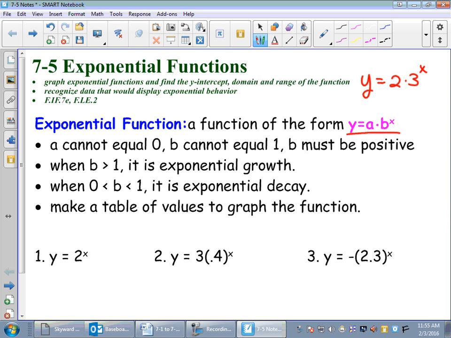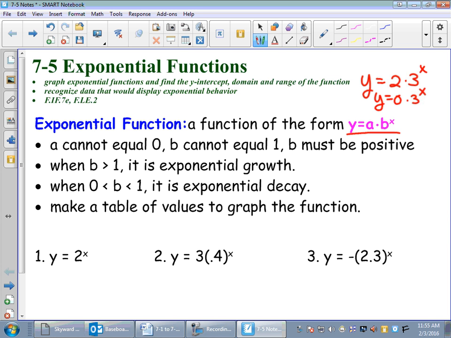A cannot equal 0. If the a value was 0, in this same example, you'd raise 3 to some power, get a number, and then times it by 0, and you get 0. You would get 0 every single time, and that's boring. It would just be a constant line at 0. It would be a horizontal line. So that's not exponential growth or decay.